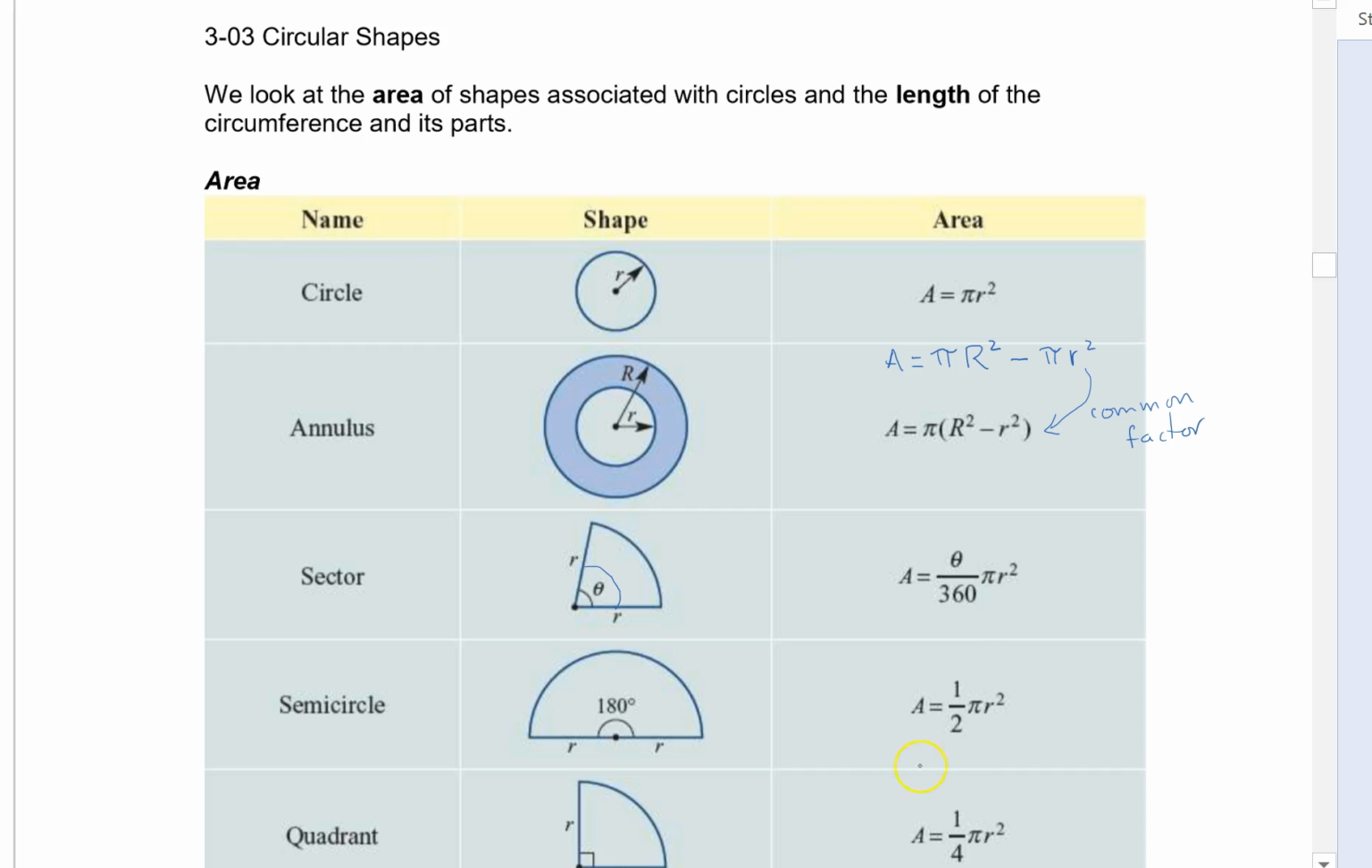A semicircle is exactly half a circle, so that fraction becomes a half, or the angle at the middle is 180 degrees, and 180 over 360 simplifies to a half. If you're unsure of that, then also have your calculator beside you and do the fraction 180 over 360. Press equals and you'll see that that's a half. So this formula is in keeping with this one up here.